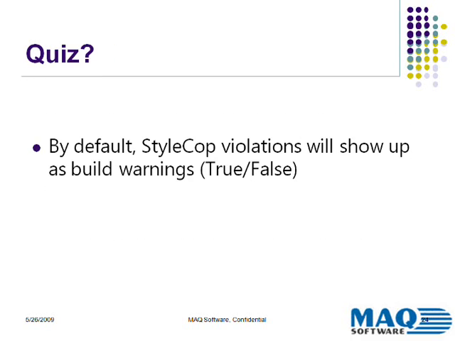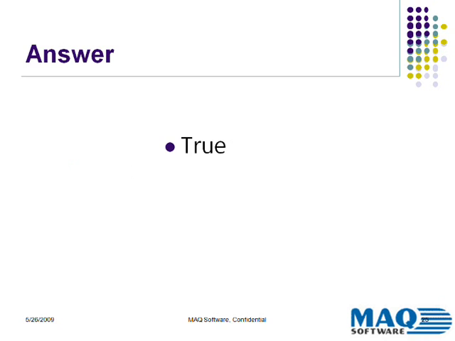Next question: by default, StyleCop violations will show up as build warnings, true or false? I guess we have seen this in an example, right? Any guesses? Any answers? And the answer is true. By default, StyleCop violations will be shown as build warnings, as I've shown earlier, right?